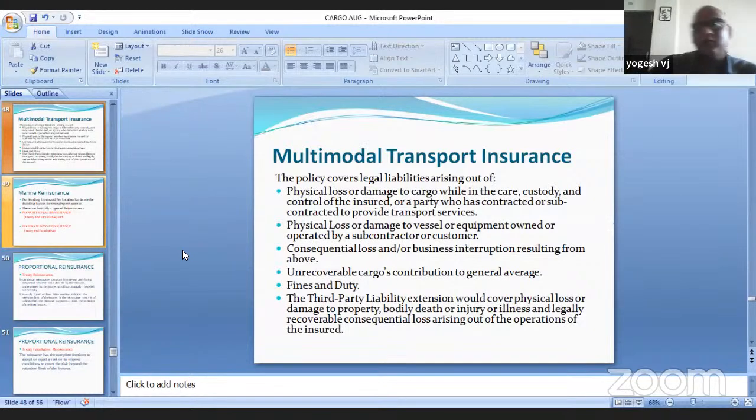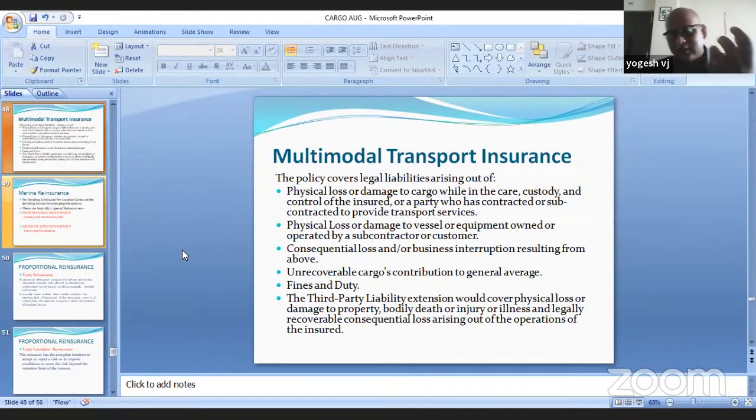Fines and duties. तो अगर कार्गो डिस्चार्ज करते वक्त अगर जो फाइन लगता है because of my negligence, because of my delays, all this will be covered. See, I have to safeguard my interest because I am the carrier who is going to carry your cargo from multiple modes of transport. So it is my liability towards you. So I have to cover that cargo.